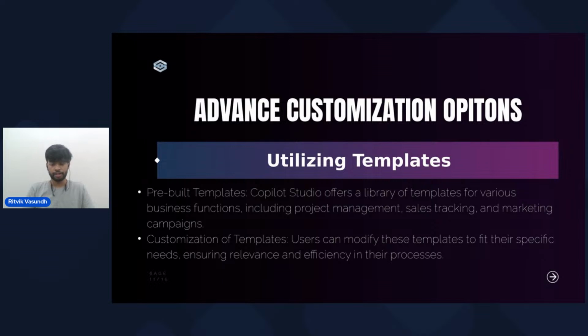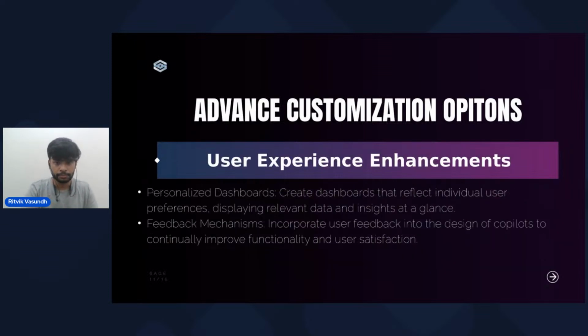Users can modify these templates to fit their specific needs, ensuring relevance and efficiency in their process. So users are able to modify it from top to bottom, even a single object or a particular text. Everything is customizable. That's how Copilot Studio is beneficial to users for their custom needs. Based on their needs, they can customize whatever is available in Copilot Studio. That's where the major novelty of the app comes in.